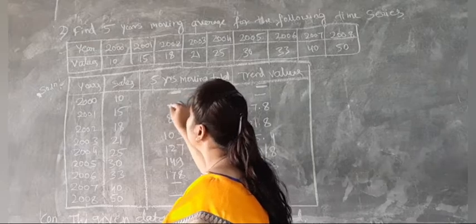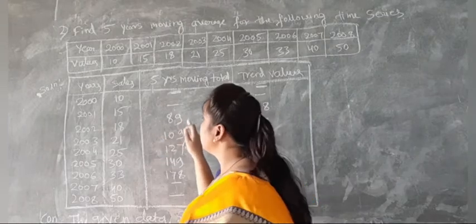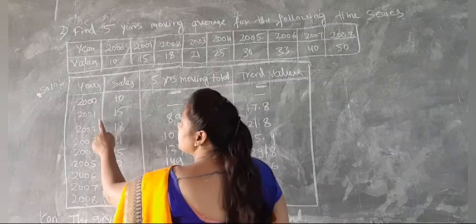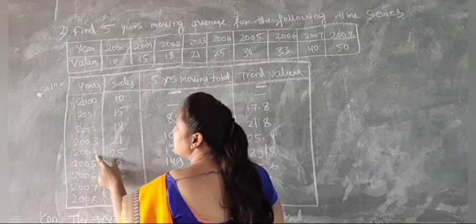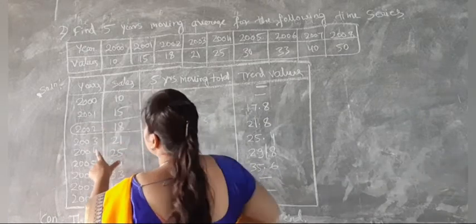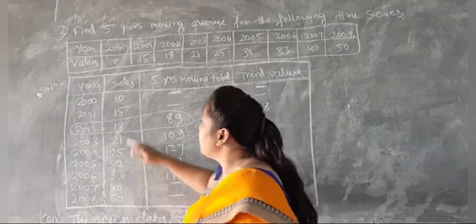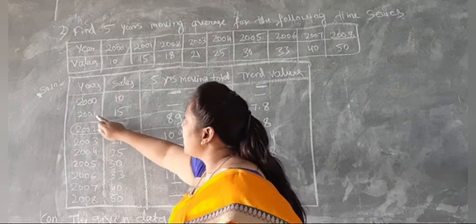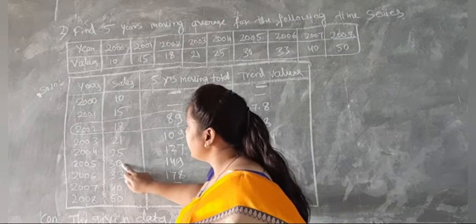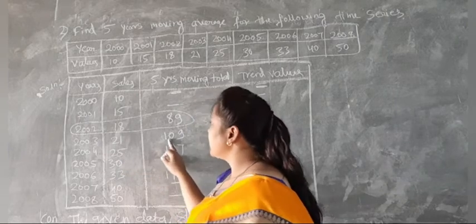First, we give blank for these two rows. Then this total value we add in the middle year, that is 2000, 2001, 2002, 2003, 2004. Which is the middle one? 2002 is the middle one. So we write this sum in this column. In the next step, we add 15, 2001 to 2005: 15, 18, 21, 25, 30. The middle year is 2003. So this one is written here.